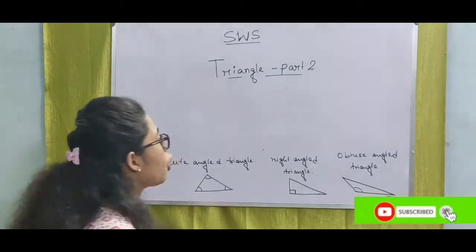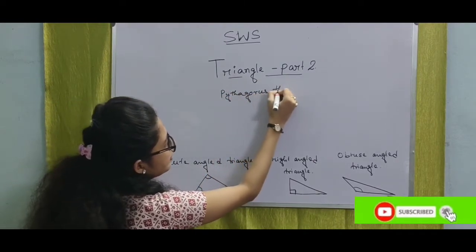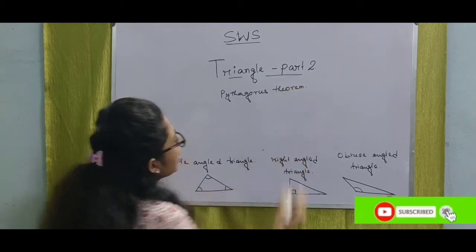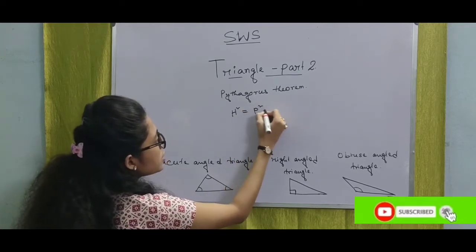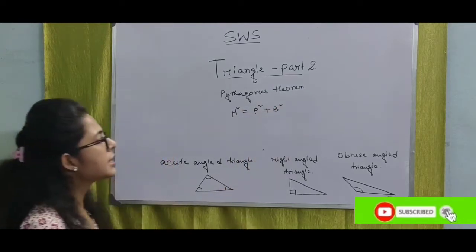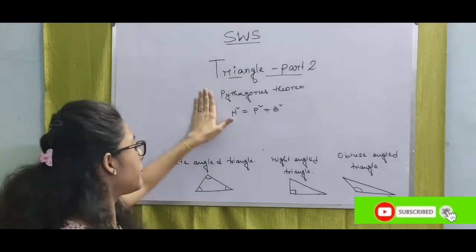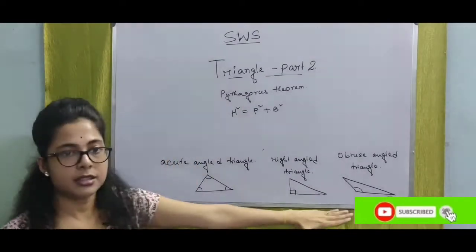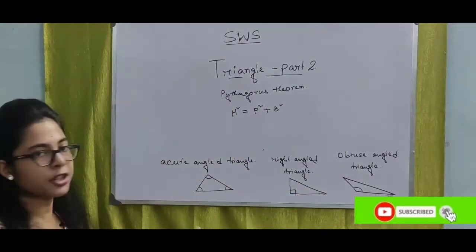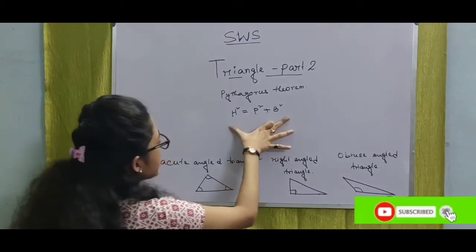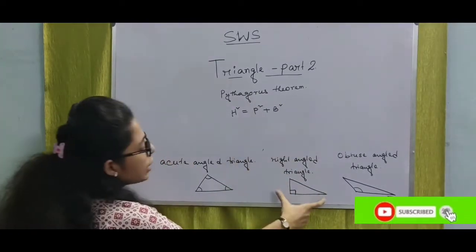So now, we all know Pythagoras theorem, which is hypotenuse square equals perpendicular square plus base square. Now, what is the relationship between Pythagoras theorem and these three triangles: acute angle triangle, right angle triangle, and obtuse angle triangle? This Pythagoras theorem is only applied to right angle triangle.